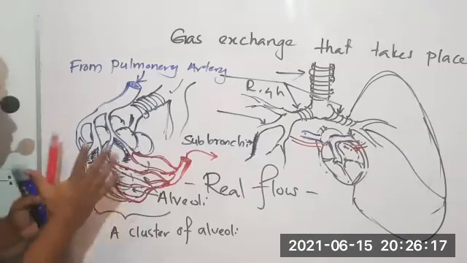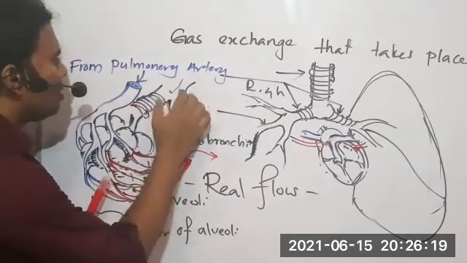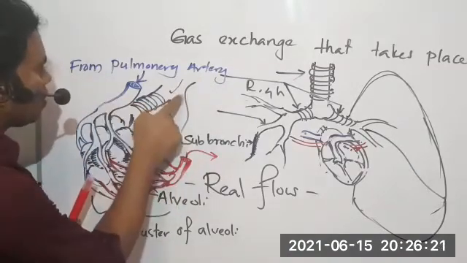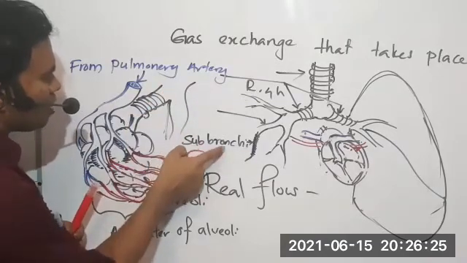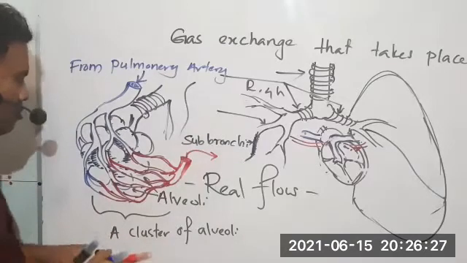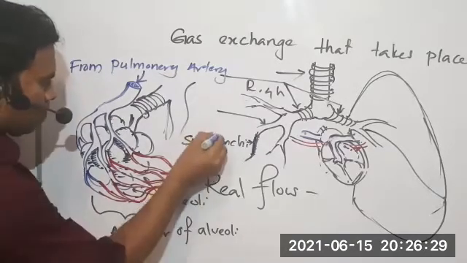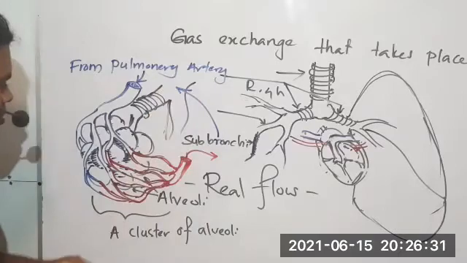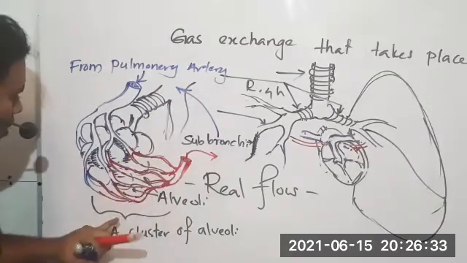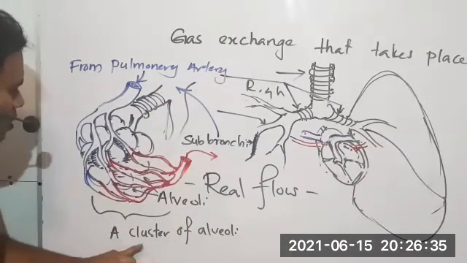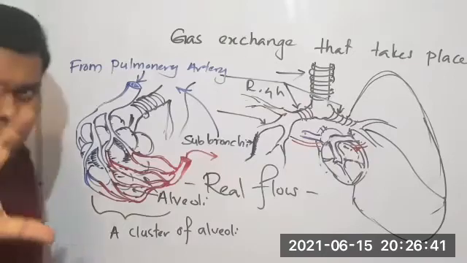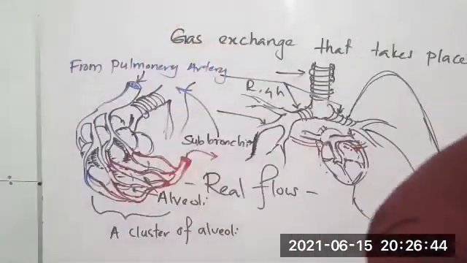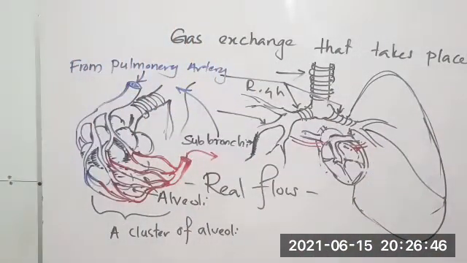So, son, draw this diagram. What is this? So that's subbronchi. This is alveoli, and a cluster of alveoli. Color these nicely later; now you are drawing just a sketch. You are drawing a sketch.